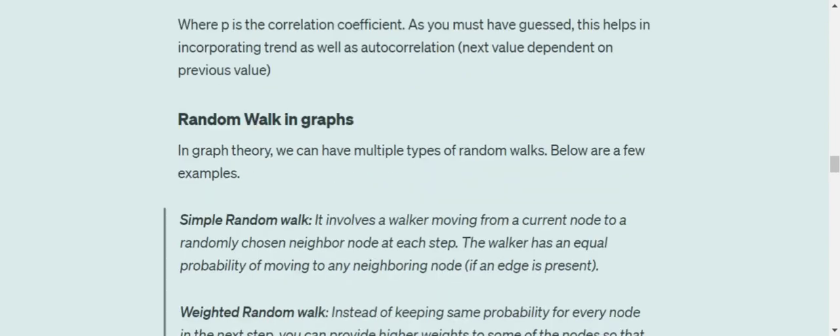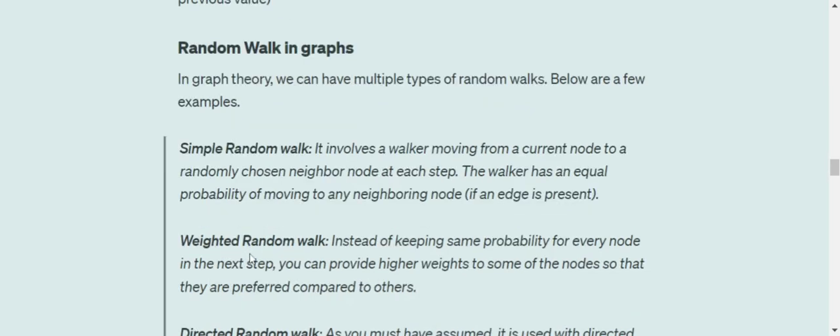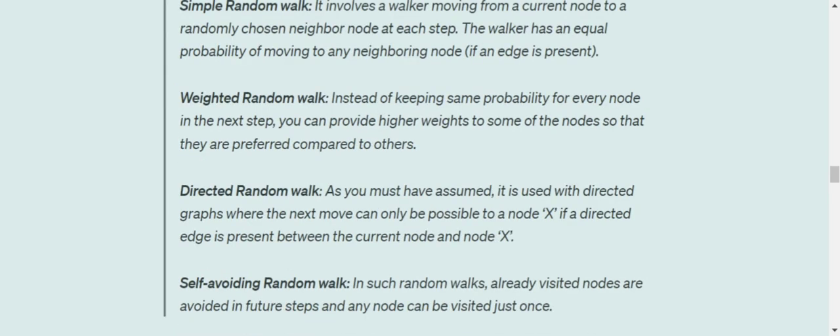Now talking about random walk in graphs, this is slightly different from what we talked about in random walk in time series. This random walk is the one that we started with in our definition. A simple random walk involves a walker moving from the current node to a randomly chosen neighboring node. That's it. I am assuming that you have a basic understanding of what graphs are, nodes and edges. In the case of graphs, you have multiple types of random walks. The baseline would be, we are standing at a node and randomly we are choosing a neighboring node to move to.